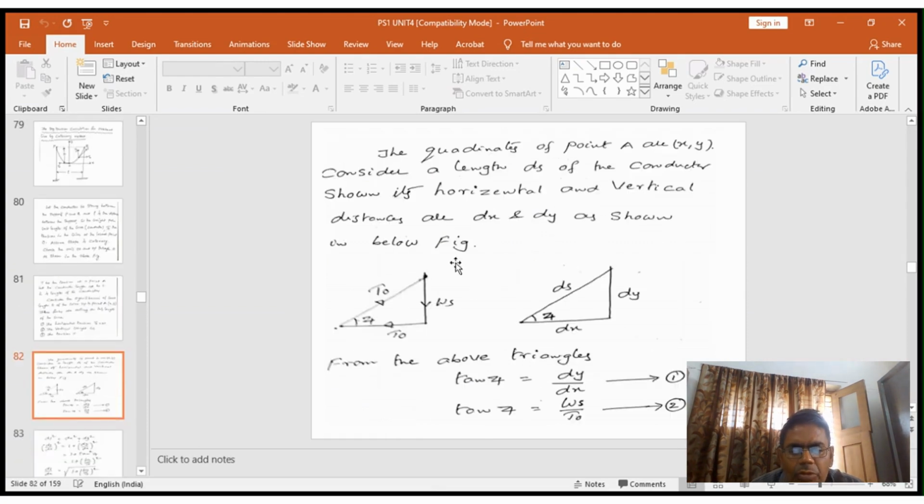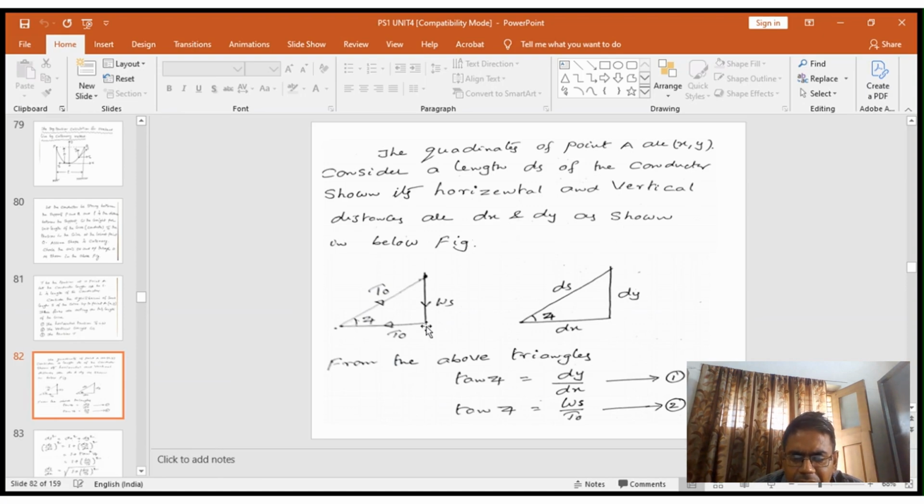We consider the two similar triangles from the above diagram. The coordinates of point A are x, y. Consider a small length ds. Its x-axis and y-axis components are dx and dy, the horizontal and vertical distances as shown in the figure.